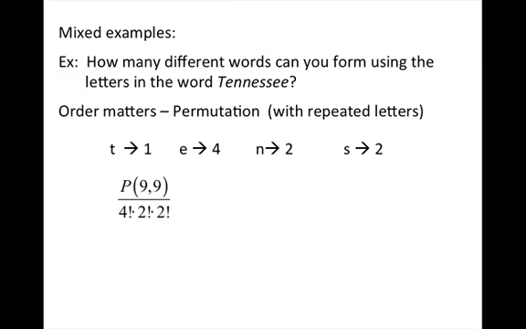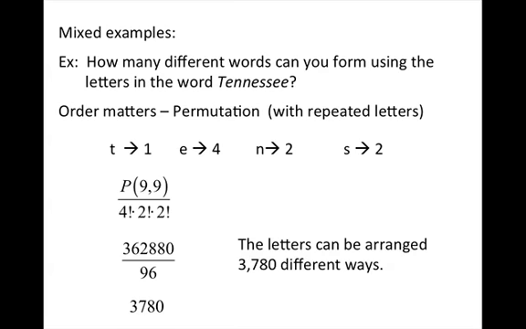We'll do the numerator and the denominator separately in your calculator. A permutation of 9, choose 9 gives me 362,880. Then in my calculator, if I type in 4 factorial, then do times 2 times 2, because remember 2 factorial is just 2, you're going to get 96. If you divide this, you get 3,780. So the letters in the word Tennessee can be arranged 3,780 different ways.